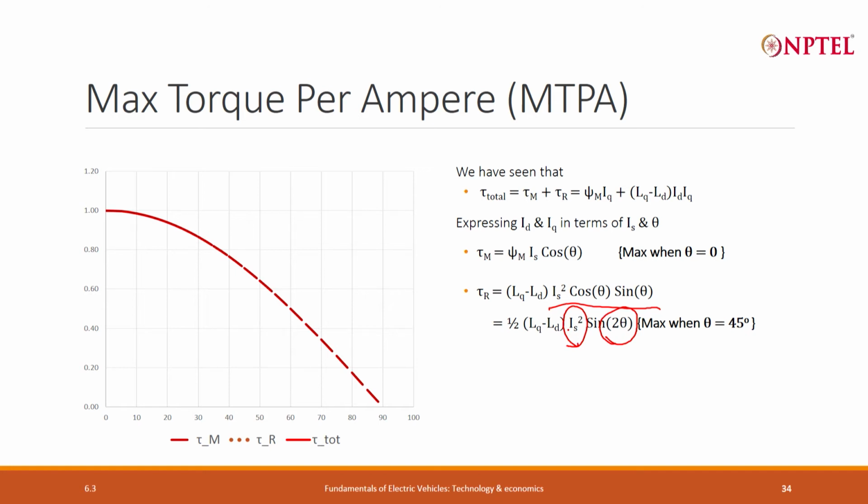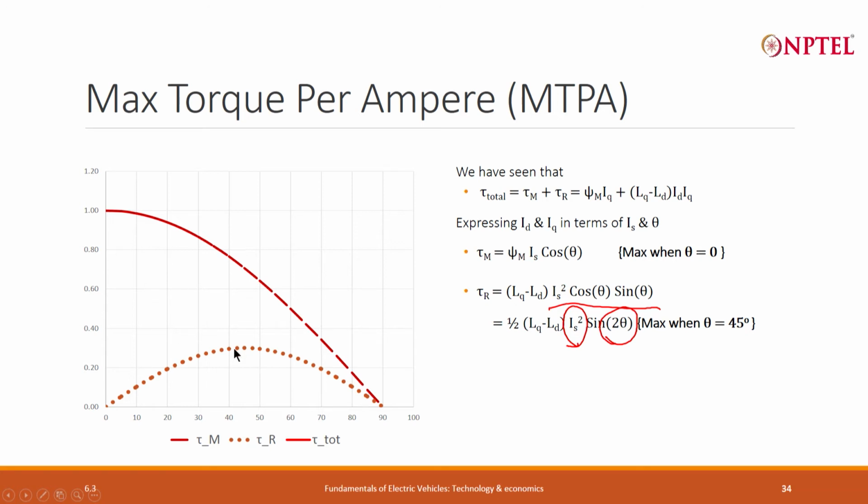But what we can see directly from the 2 theta is sin 2 theta can have a maximum value of 1. That will happen when 2 theta is 90 degrees, that means theta is 45 degrees. So, if I plot the reluctance torque with respect to the theta, I will get a graph like this. If I try to maximize the magnetic torque, then I will have to be here, I will get no reluctance torque, and the sum of the two will be 0 plus this, it will be equal to 1.